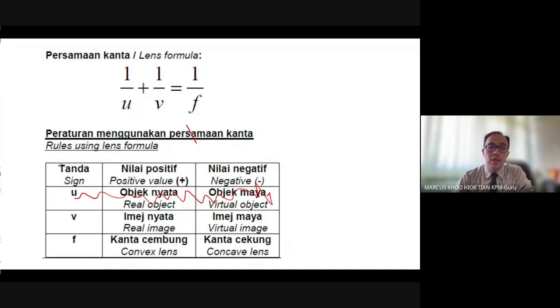And likewise, you also have to remember that if we are using a convex lens in this situation, then the f must be a positive value. Whereas if you're using a concave lens, then the f must be a negative value. This is something that I really want to emphasize, that you need to remember, because sometimes you will have to know when it is negative and when it is positive. It depends on the question itself.